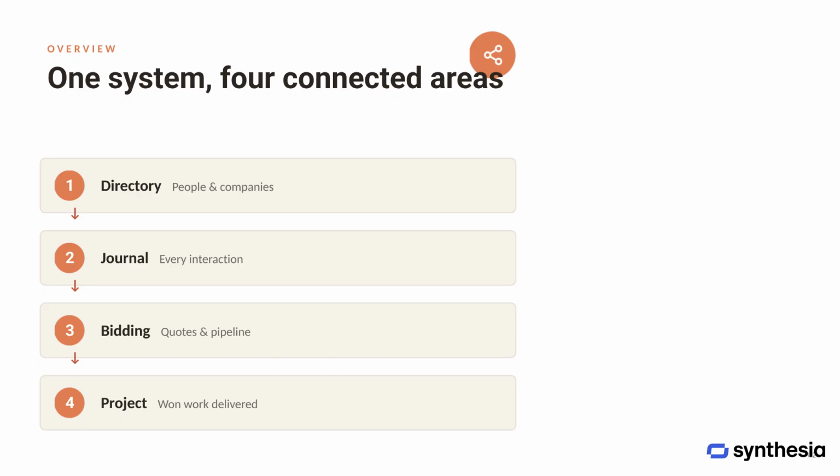BizJournal is built around one simple flow. The directory holds your people and companies. The journal records every interaction with them: calls, visits, demos. When there's an opportunity, bidding tracks the quote through your pipeline. And when you win, it becomes a project you deliver and track to completion. Everything links back to the same contacts and organizations, so nothing lives in a silo.